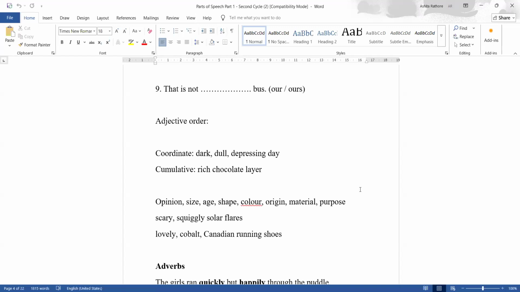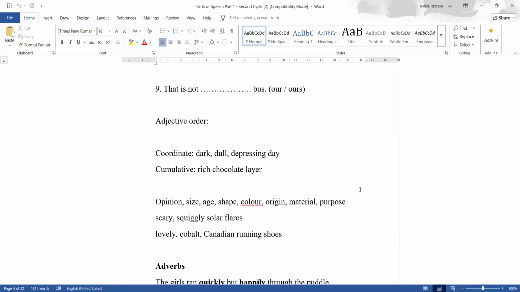Now, cumulative adjective order, why does it matter? I'll give you one simple example. Here it's written: rich chocolate layer. Change the order: chocolate rich layer. Did it change the meaning? Rich chocolate layer versus chocolate rich layer. Yes, the meaning changes. Okay, how?